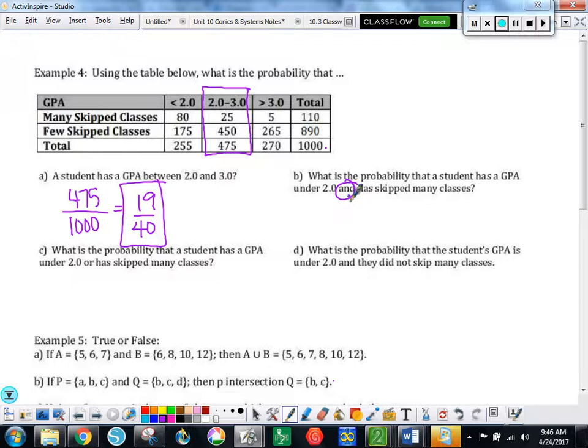And we've got to be in both categories, right? Who is in both categories? So again, let's look at what groups we're looking at. What is the probability that a student has a GPA under 2.0? So that's this column, right? And they've skipped a lot of classes. That would be the 80. You agree? They're in both categories. So this is 80 out of 1,000.